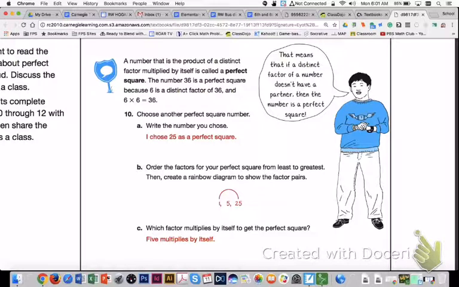For letter A, 25 is going to be our perfect square. For letter B, the factors in order from least to greatest are 1, 5, and 25. And this is how you should have created your rainbow diagram. And for letter C, 5 multiplies by itself.